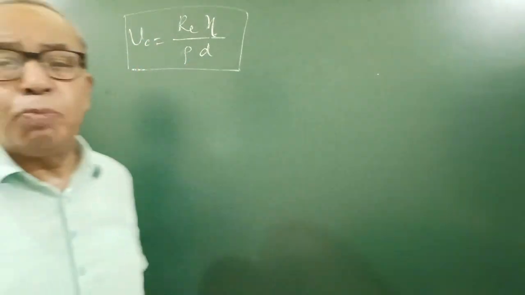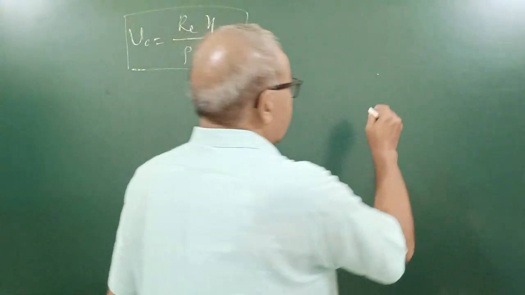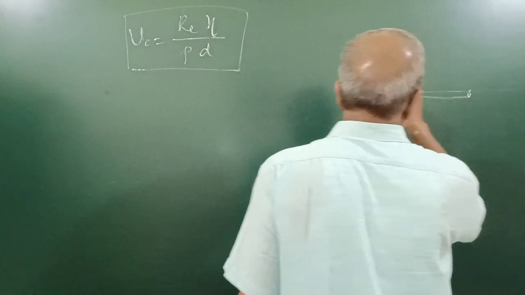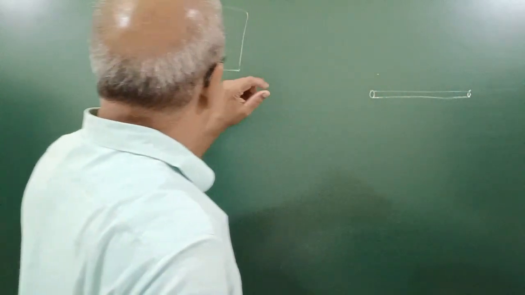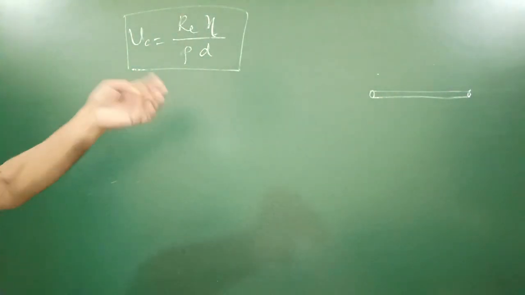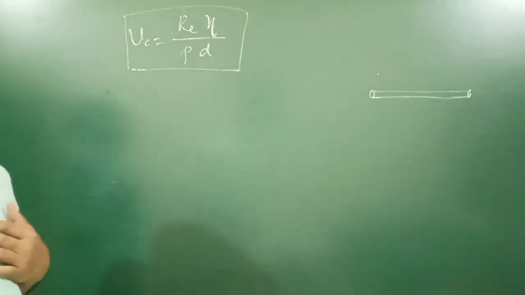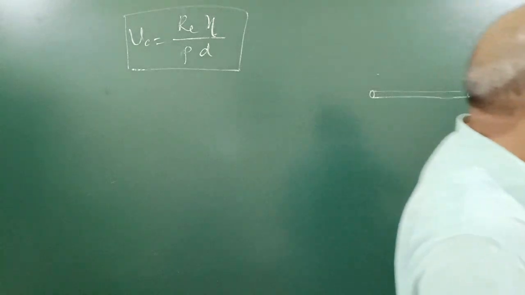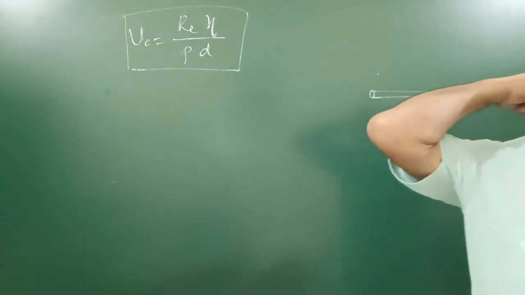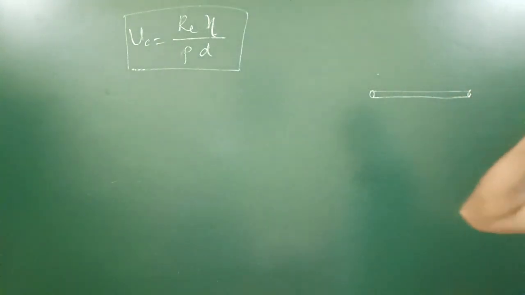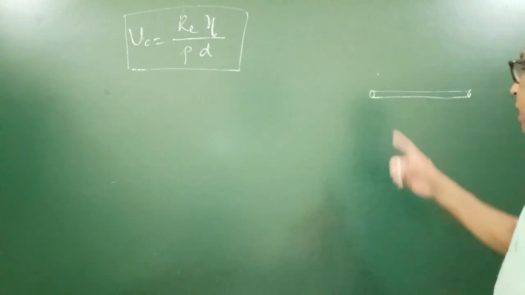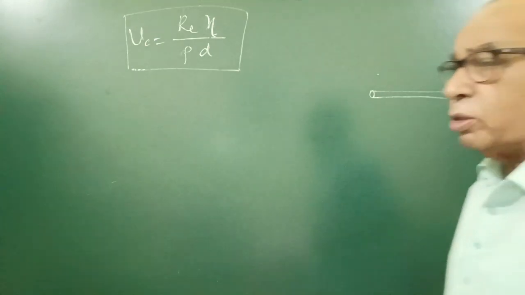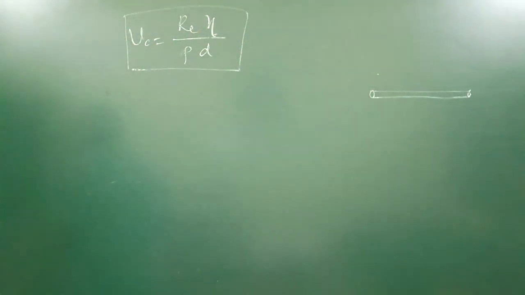So when we do practical in the lab, to maintain streamline flow, we take a narrow pipe. Small pipe radius, what will happen? For large speed, the flow remains streamlined. To measure viscosity, we do this experiment, in which we make water flow through a narrow pipe so that the flow remains streamlined.